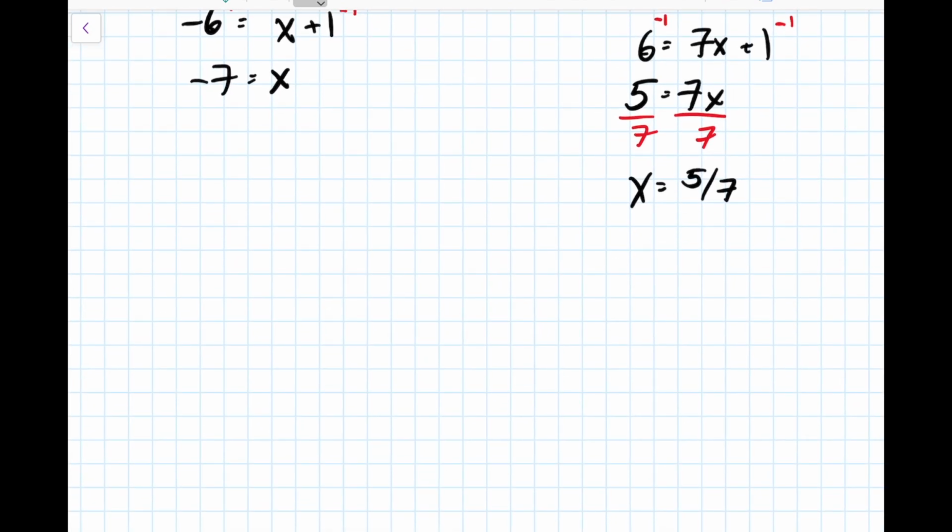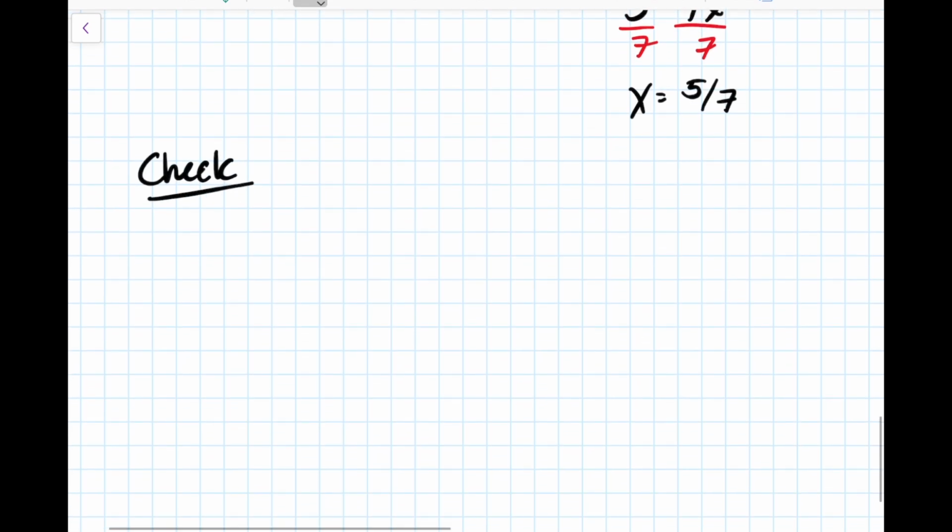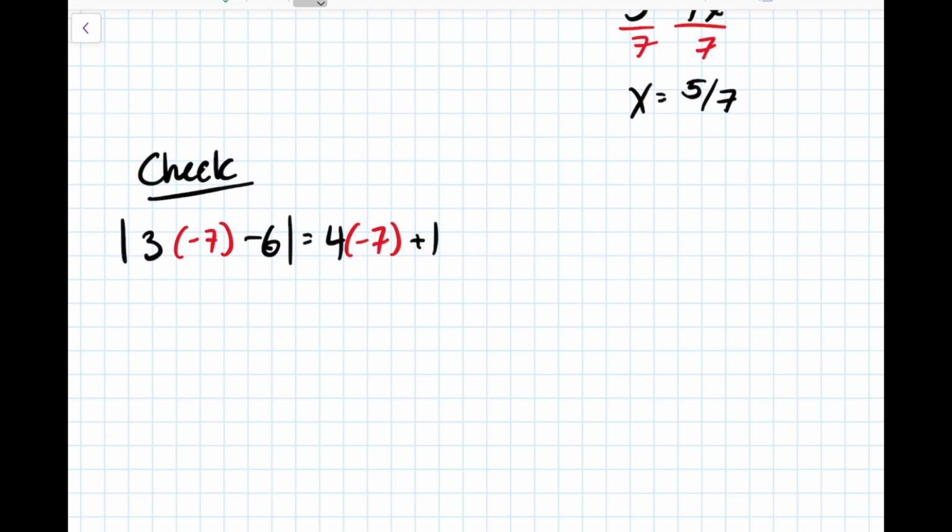So go through and check these yourself. Get a little bit of practice. Try the checking, and then come back and see what happens. All right, so our check. If we plug -7 into this, we've got the absolute value of 3 times -7 minus 6 equals 4 times -7 plus 1. So remember, you're checking one answer at a time. You're not plugging -7 and 5/7 in at the same time. So 3 times -7 is -21.